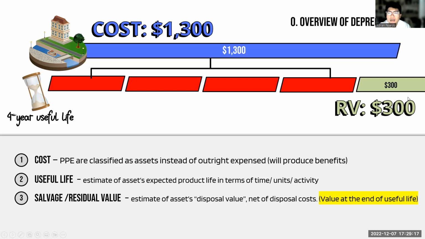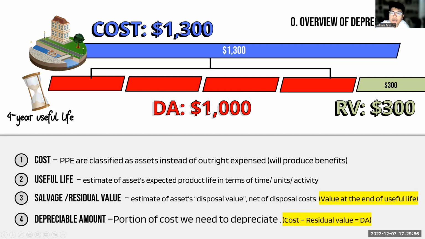But $300 out of the 1,300, I can probably sell at $300. Meaning, I have a residual value or a salvage value at the end of the useful life, which in this case is 4 years. I can still sell it at $300. Meaning, $300 pwede ko pang bawiin. Therefore, ang i-allocate ko na lang na cost is 1,000. Right? Kasi $300 out of the 1,300 pwede ko pang ibenta at the end. So I have probably 1,000 na I have to allocate out of these 4 periods.